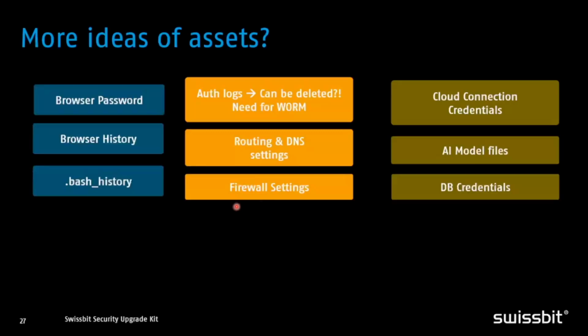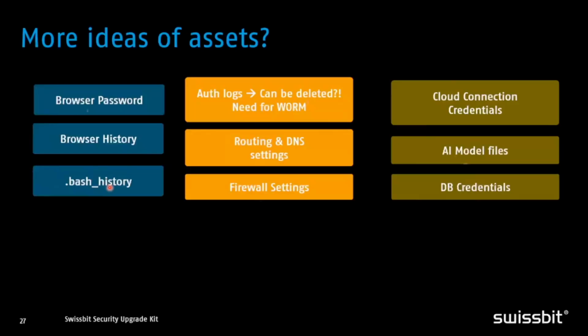So there are many more things, like privacy topics such as browser passwords, history, and even the bash history, which I will show on just one slide after this. But logs might also be interesting, like the authentication log, to see when an attacker got access. This should normally not be tampered with, or the routing or DNS settings, firewall settings, and, as I already told, cloud connections, but also more and more AI files, models, and databases that run on certain devices that can be dumped directly, or at least I have access to them.